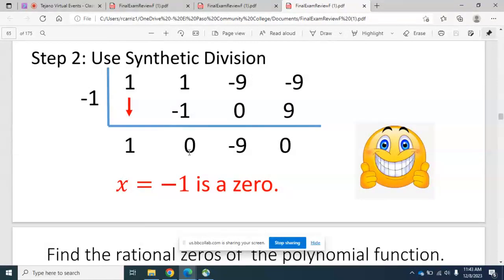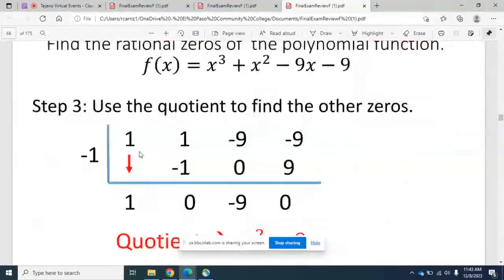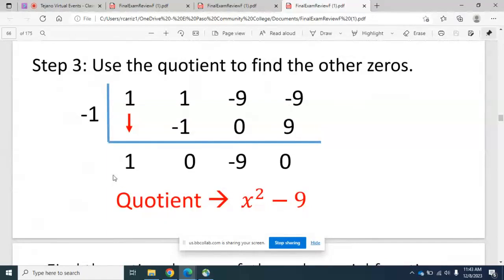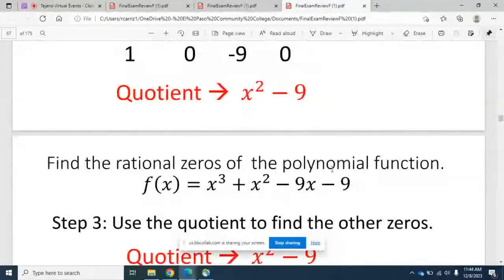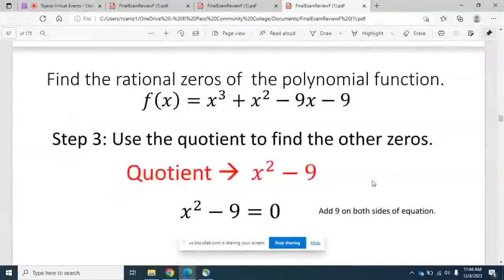And if you remember, when you're doing division, you lose a degree. So we had started with a cubic function, but with the division, this first term here means that now I have a quadratic, so I have a square. So this one refers to the x squared. I don't have a single x term, but I have a constant, the -9. Now you can see that it would be easy to find the remaining two zeros.